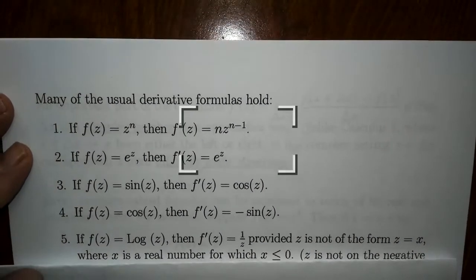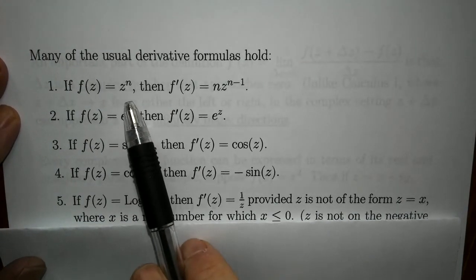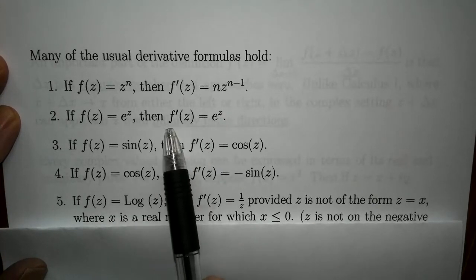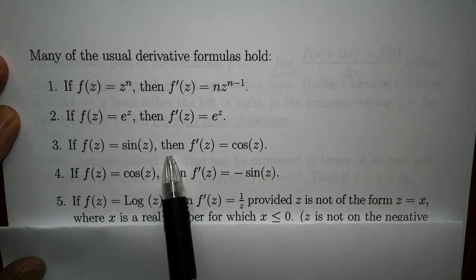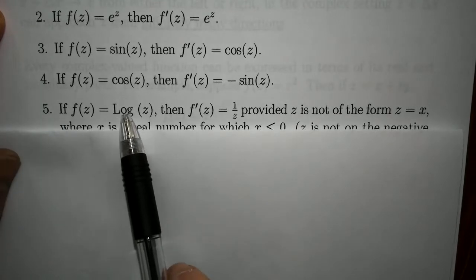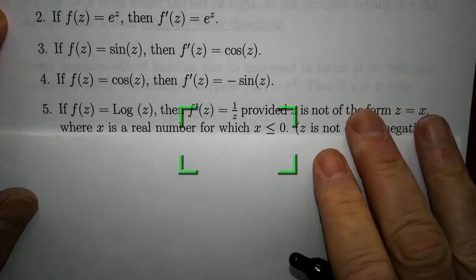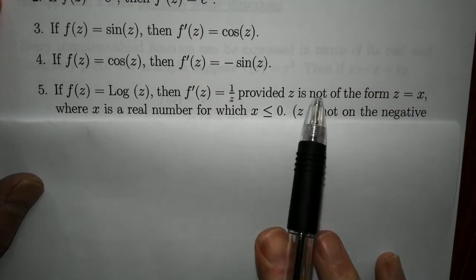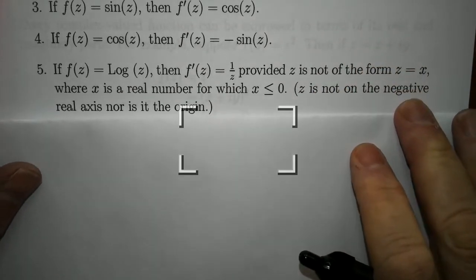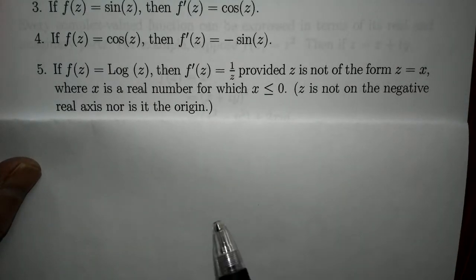Many of the usual derivative formulas hold in the complex setting. The power rule, for example: if f of z is z to the n, then f prime of z is n z to the n minus 1. Similar derivative rules hold for the exponential, the sine, and the cosine. For the principal branch of the log, where I'm using a capital L here, f prime of z is 1 over z, provided z is not of the form z equals x, where x is a real number less than or equal to 0. In other words, z is not on the negative real axis, nor is it on the origin, which we call the branch cut.